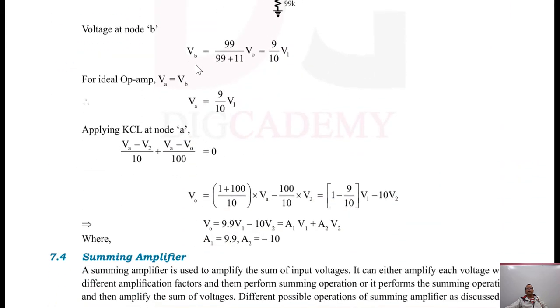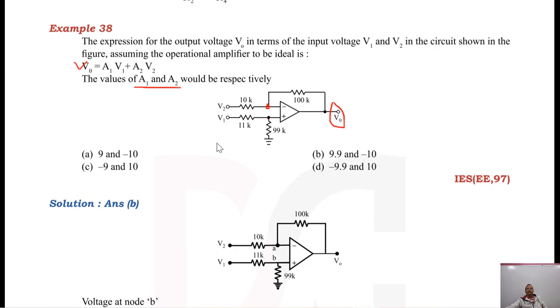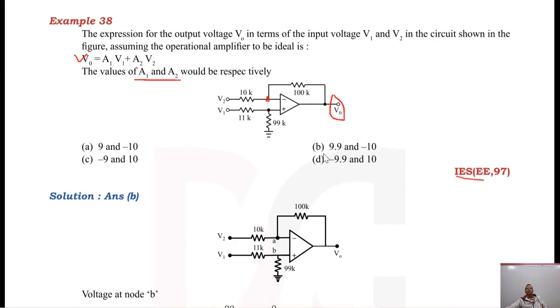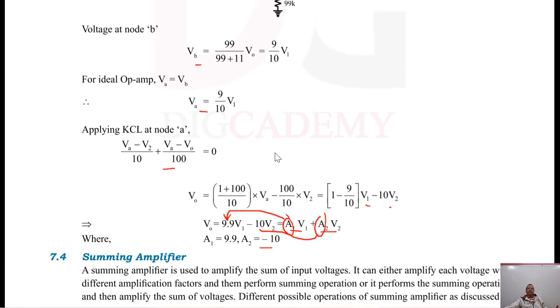So I am following: find the voltage at node B, then take VB equal to VA, and then apply KCL at node A. You get the output in terms of V1 and V2, and we know V0 is given to you, that is A1 V1 plus A2 V2. So if you take it like this, what will be A1? 9.9, and what will be A2 by comparing these two values? That is -10. So you get the values of A1 and A2. That was a question in engineering services. Fine. So that finishes your examples or questions based on the difference amplifier.